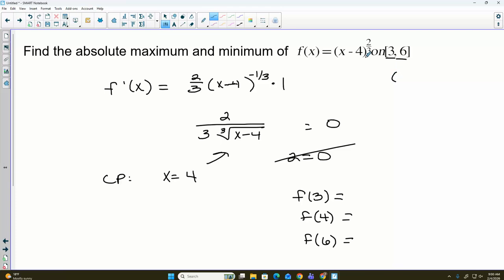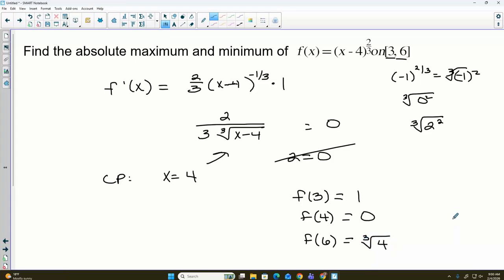If I put in 3, 3 minus 4 is negative 1 to the 2/3. So that means the cube root of negative 1 squared. So negative 1 squared is 1, cube root of 1 is 1. If I put in 4, we have the cube root, 4 minus 4 is 0 squared. So we get 0. If I put in a 6, we get cube root of 6 minus 4 is 2 squared. I don't know what that is, but I'm just going to leave it as the cube root of 4.